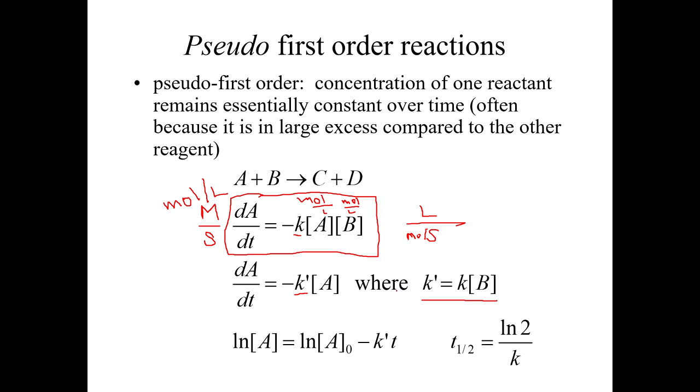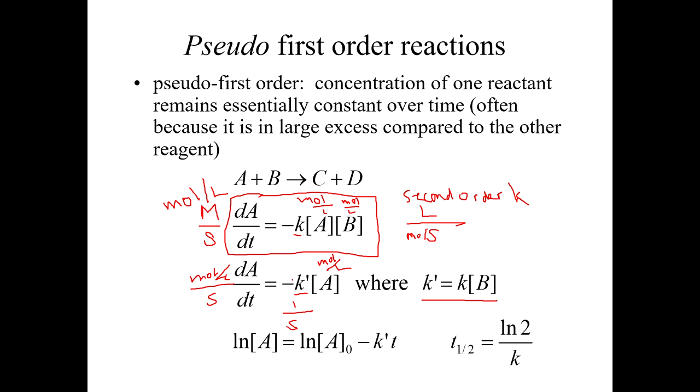That's cool. Then when we convert this into a pseudo, so this is for a second order rate constant, lowercase k. But if we convert it into the first order rate constant, this still has units of moles per liter, and dA dt still has units of moles per liter per second. So that must mean that the units of k here are just 1 over seconds, 1 over time.